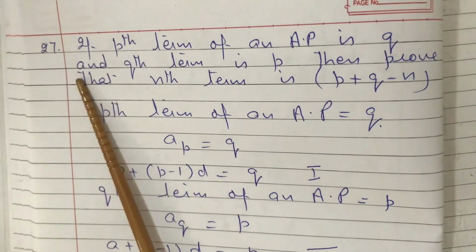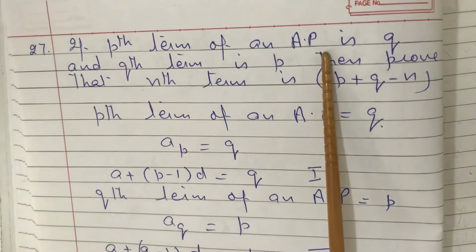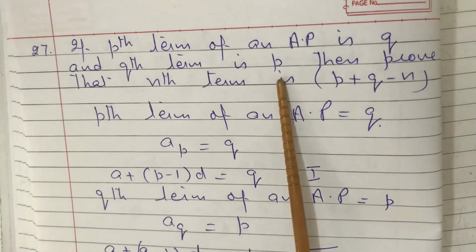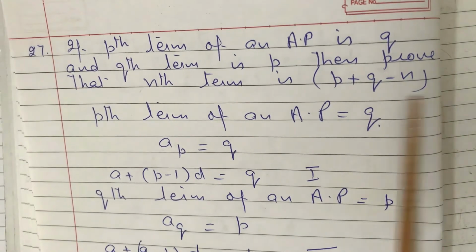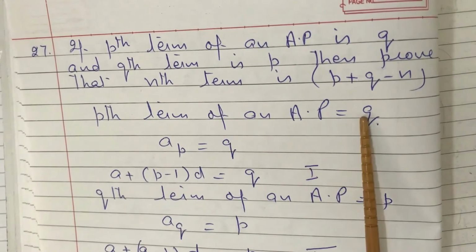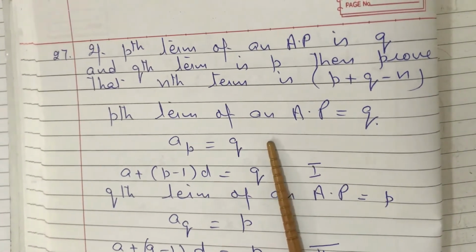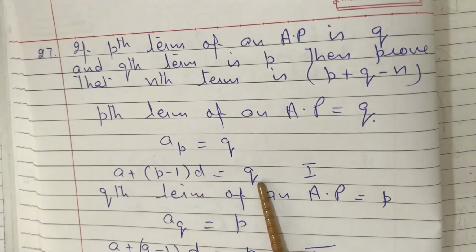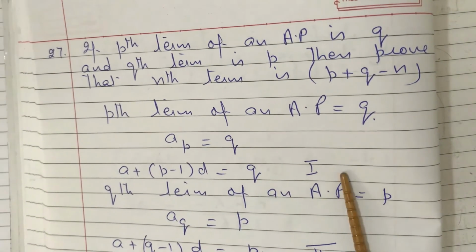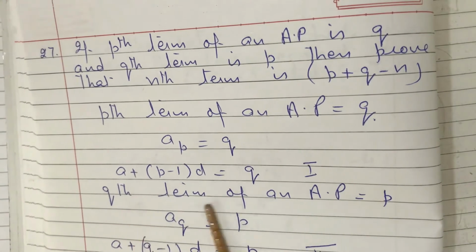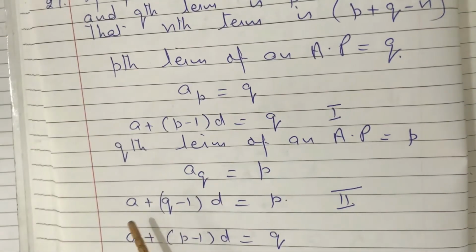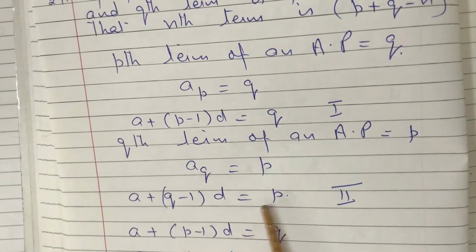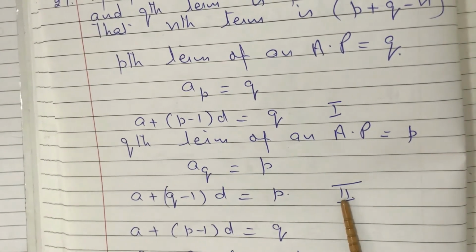Now 27th question. If the pth term of an AP is q and the qth term is p, then prove that the nth term is p plus q minus n. Now the pth term of an AP is q, so a plus (p minus 1)d is equal to q. This is our first equation. The qth term of an AP is p, so a plus (q minus 1)d is equal to p. This is our second equation.